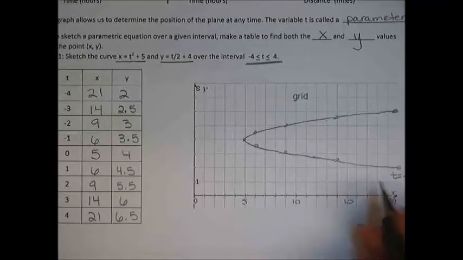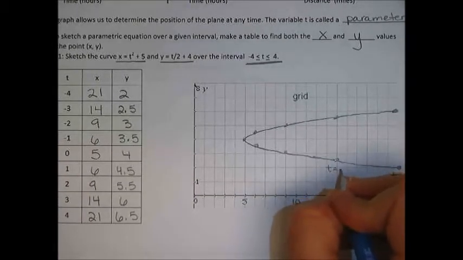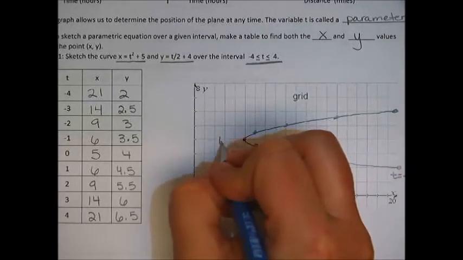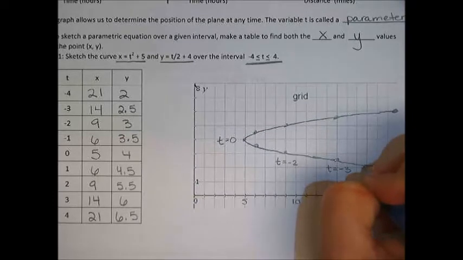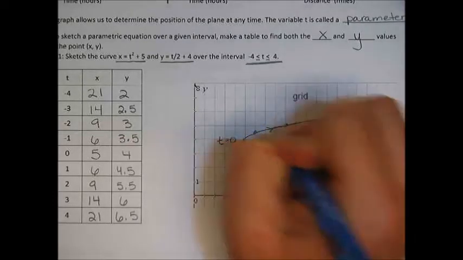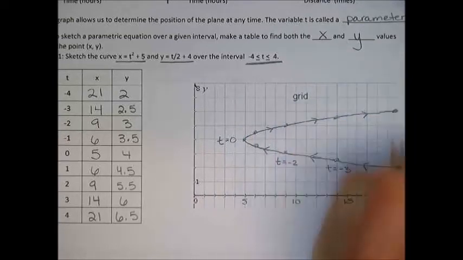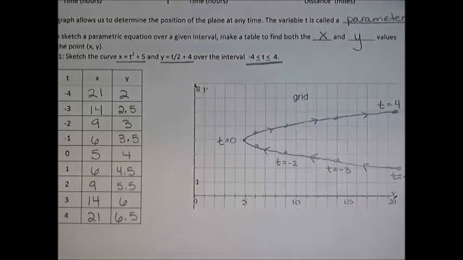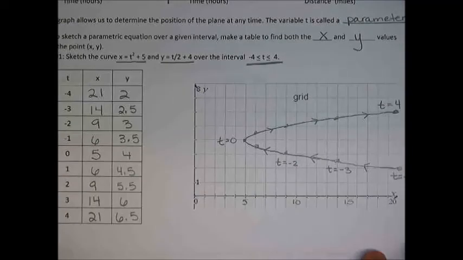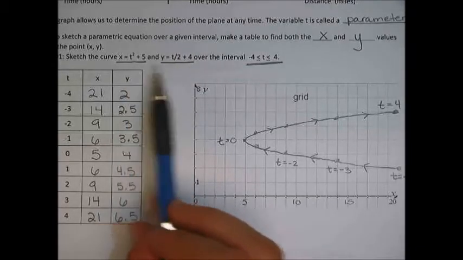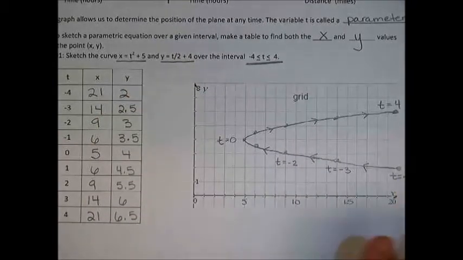So t is negative 4 here, t is equal to negative 3, t is equal to negative 2, t is equal to 0. This particular graph is going in this direction, and it stops when t is equal to 4. So just to summarize, to graph a parametric equation, substitute t into both equations for x and y, find those values, and plot the values.